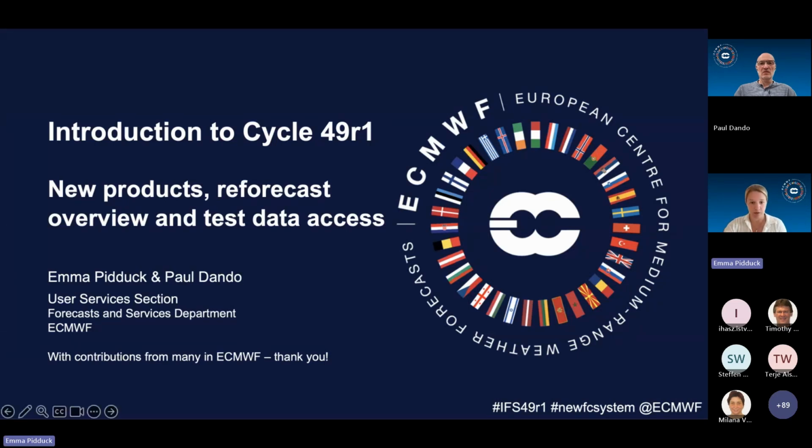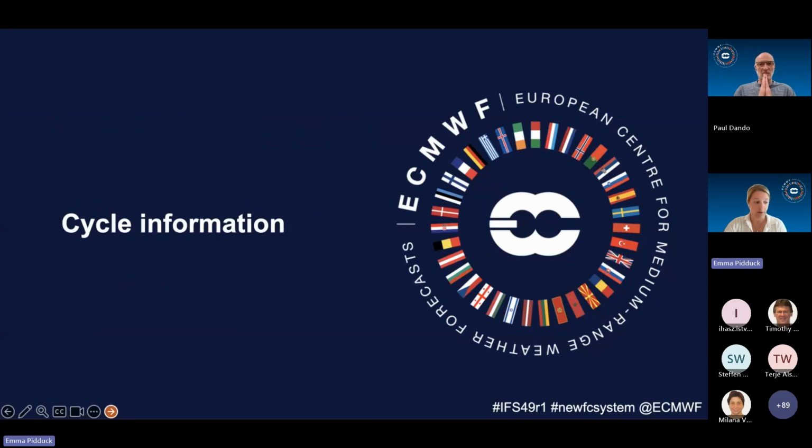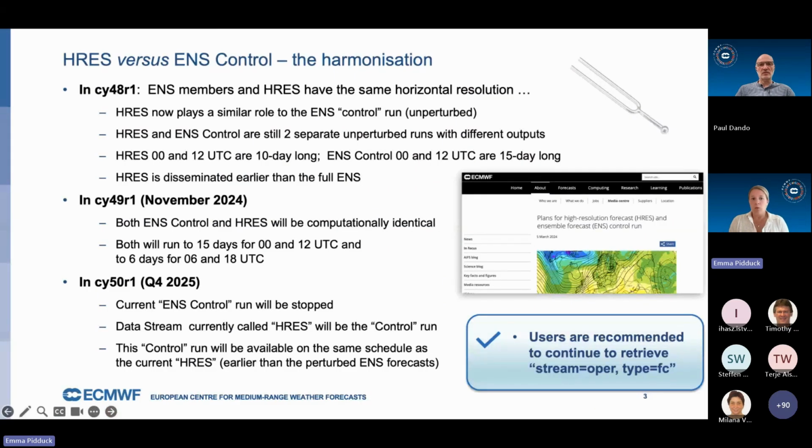So jumping straight into a bit about the cycle information. This is not how to access it, it's just about the cycle itself. One of the steps we're taking with 49R1 is to harmonize the high-res model, so that's the 10-day model, with the ensemble control. And this is a multi-year step. At the moment, with cycle 48R1, the ensemble members and the high-res have the same horizontal resolution, but they're not quite identical. The high-res now plays a similar role to the control forecast, but they are still 2 separate unperturbed runs with different outputs.